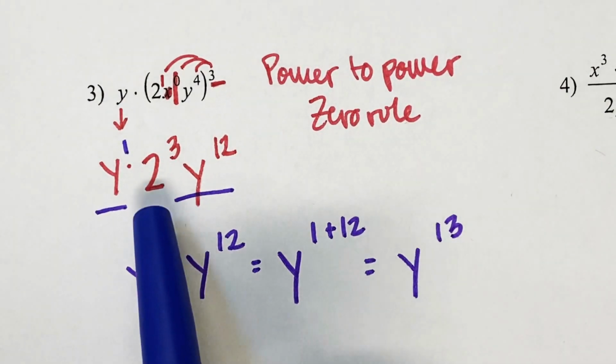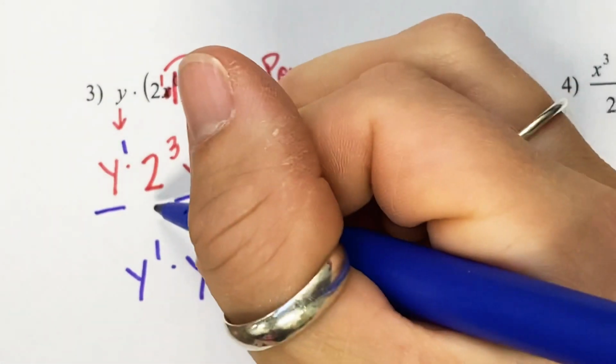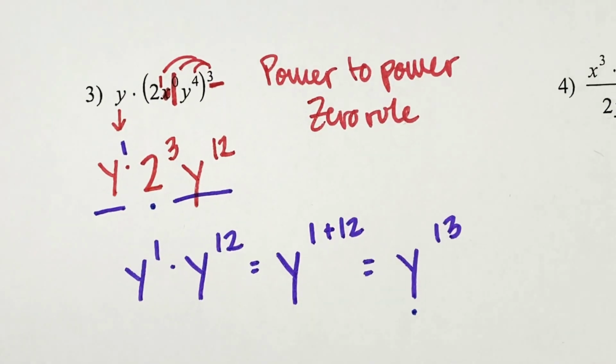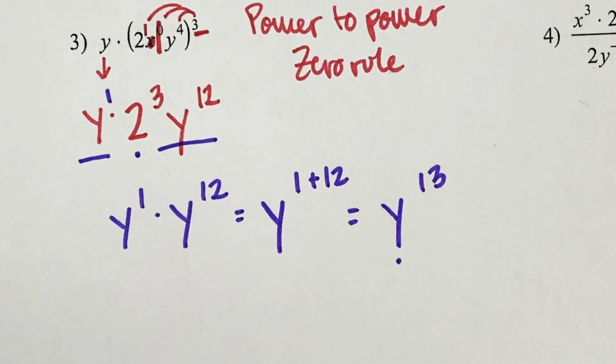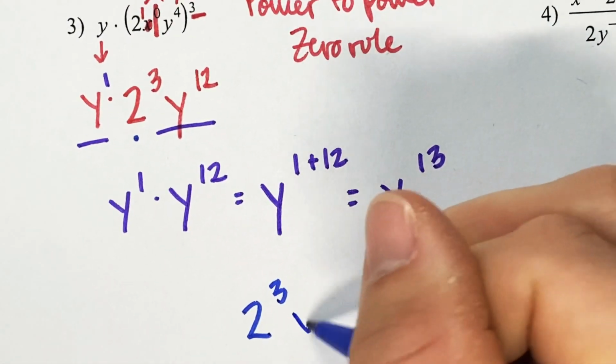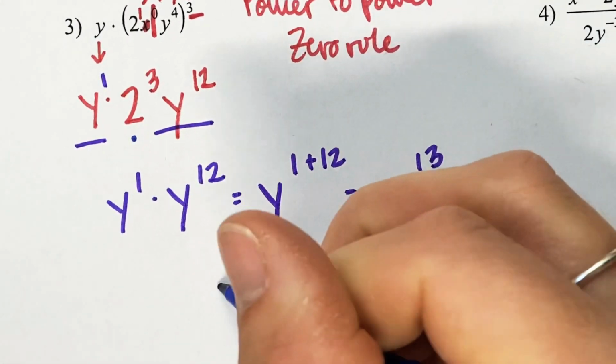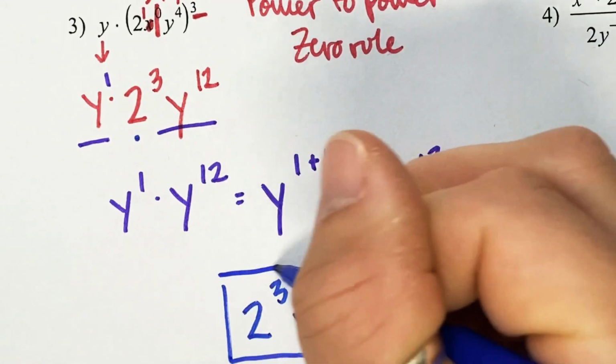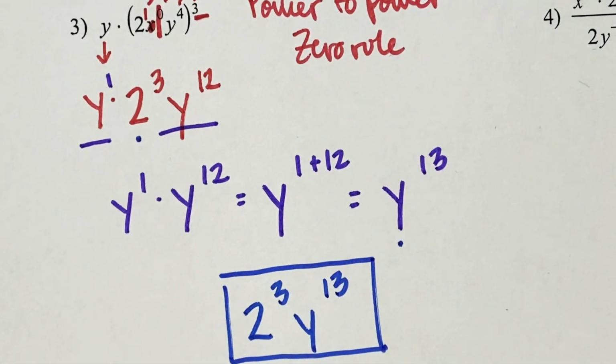That 2 is the only base 2, so we don't have to combine that with anything. That just stays 2 cubed. So now I have my 2 pieces of my answer, so I can write it out: 2 cubed times y to the 13th. And that is my simplified answer.